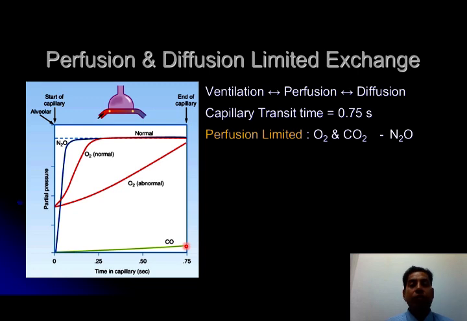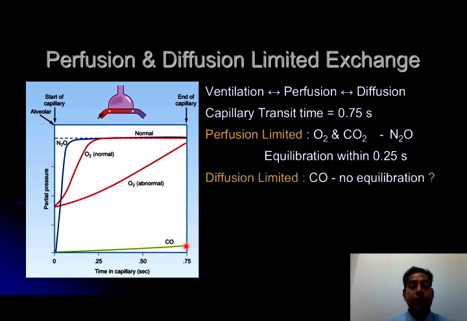So in case of perfusion limited, the amount of perfusion will determine the exchange of gas, as in case of carbon dioxide and oxygen, and also your nitrous oxide, which is a gas which is used for anesthesia. Now, in these cases, the equilibration between the alveolus and the capillaries occurs within 0.25 seconds. Whereas in case of diffusion limited, at no point does the carbon monoxide actually equilibrate between the two sides.